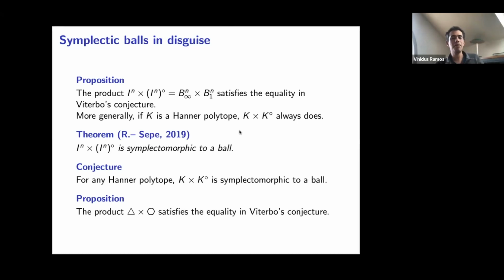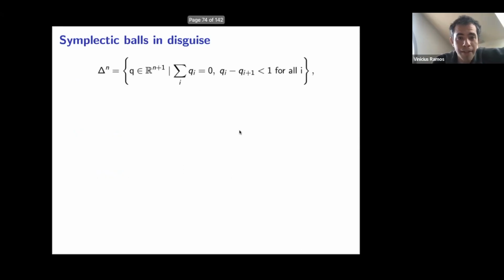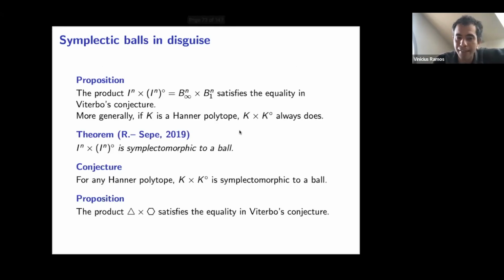So now for the rest of the talk, I want to talk about a family of products that have to do with a slightly different configuration. You can notice if you just do an example calculation with billiards, that if you take the product of the equilateral triangle and the regular hexagon, that also satisfies equality in Viterbo's conjecture. So now you're wondering, is this symplectomorphic to a ball or not? That was the question that Johan asked me a few years ago. And it turns out that the answer is yes.